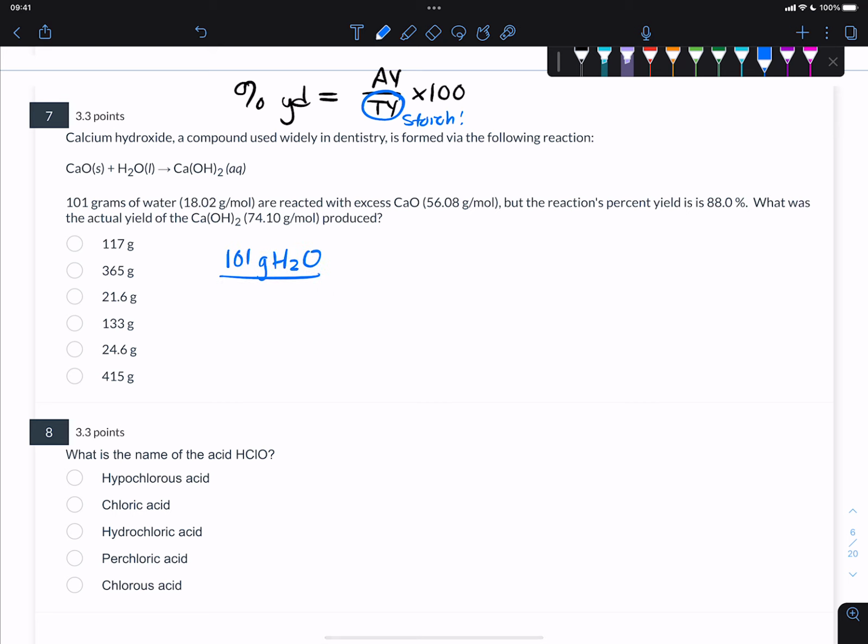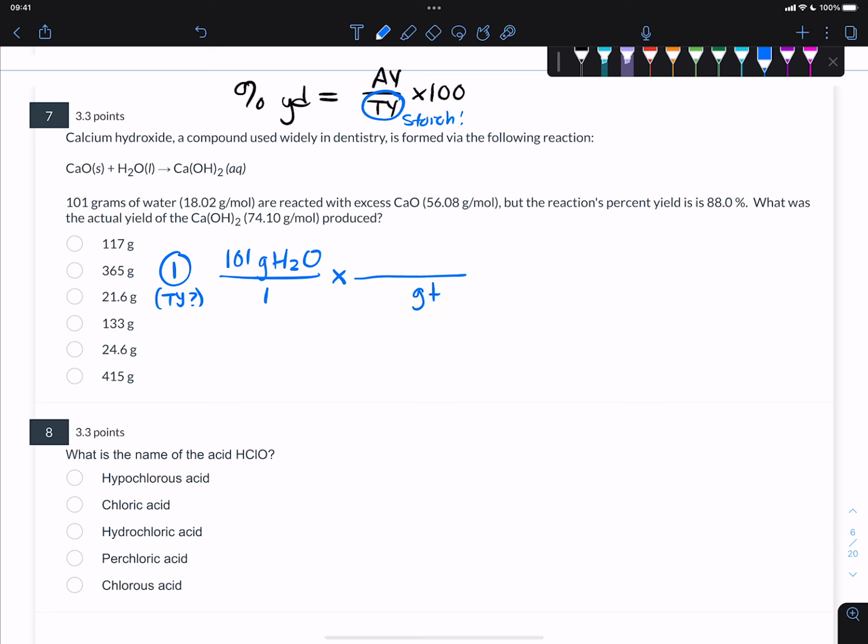And as I say, put your starting thing over 1, because that's all you know right now. You have 101 grams of water. Oh, by the way, step 1, what we're doing right now, we're finding the theoretical yield. That's why I'm putting it in parentheses. Step 1 is do stoichiometry. That gives you the theoretical yield. How much should you make in a perfect world where every molecule does exactly what it's supposed to do?